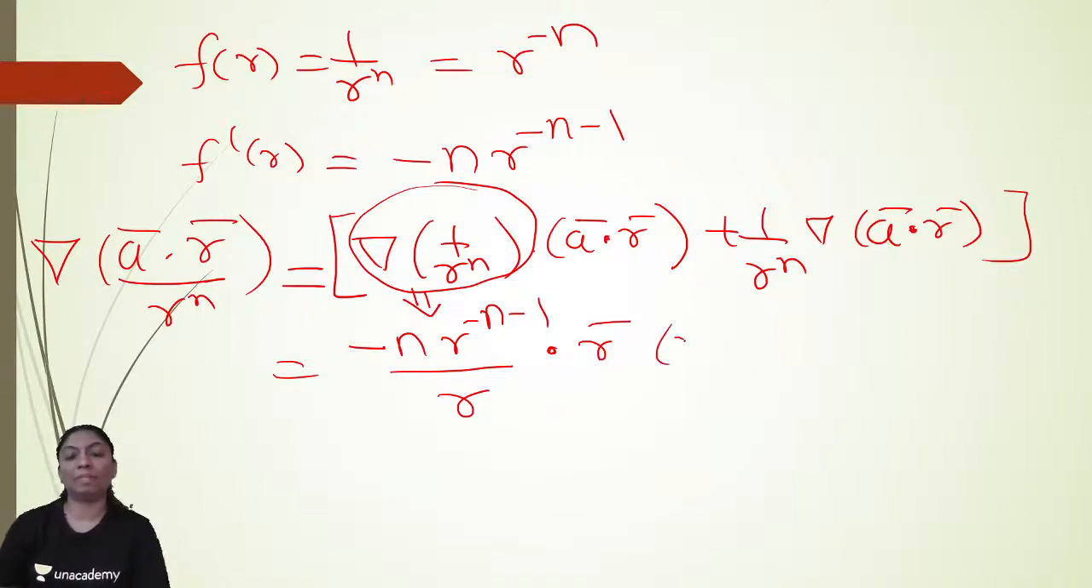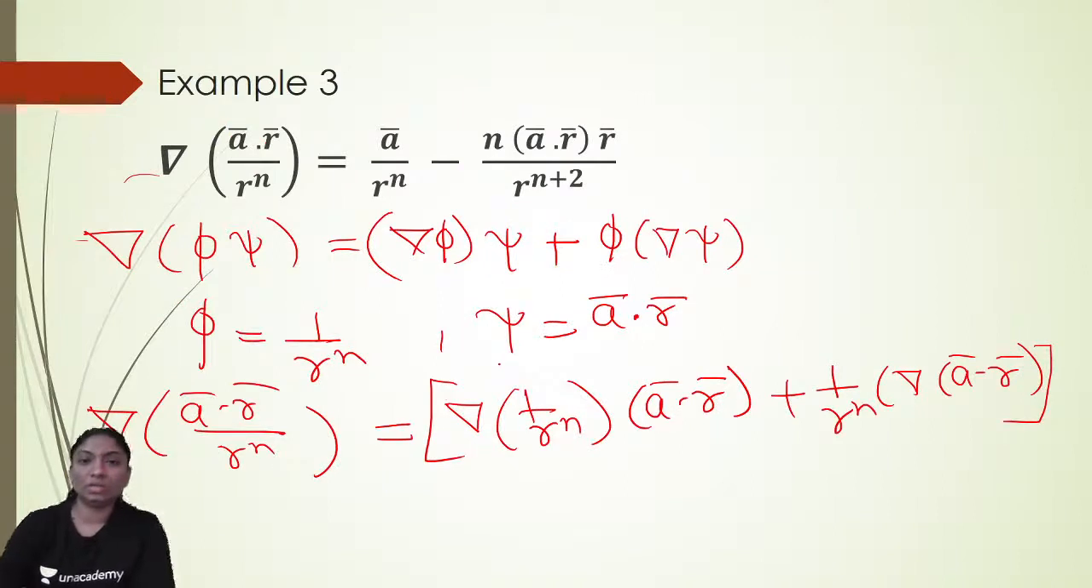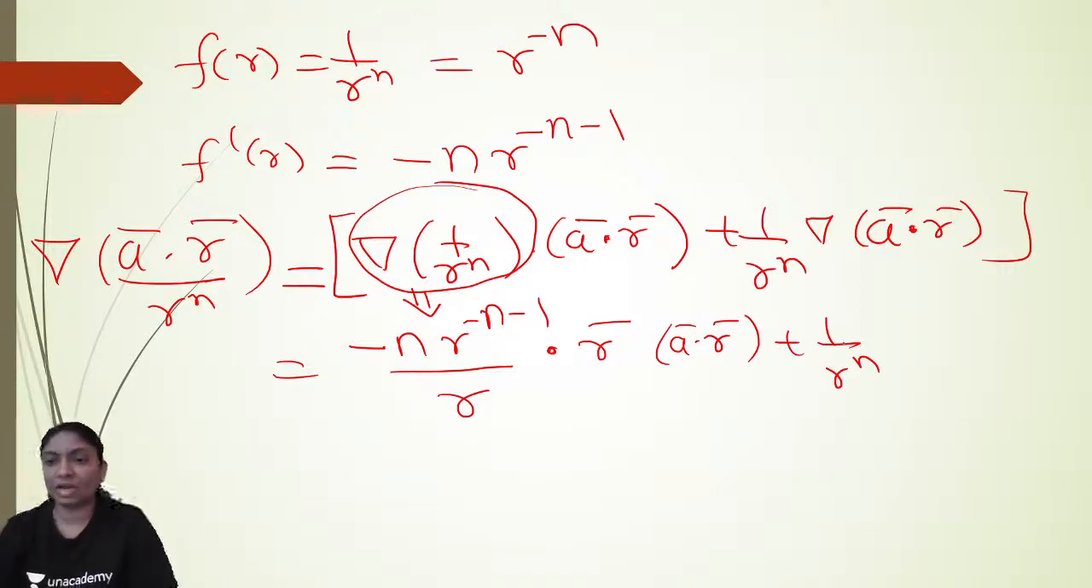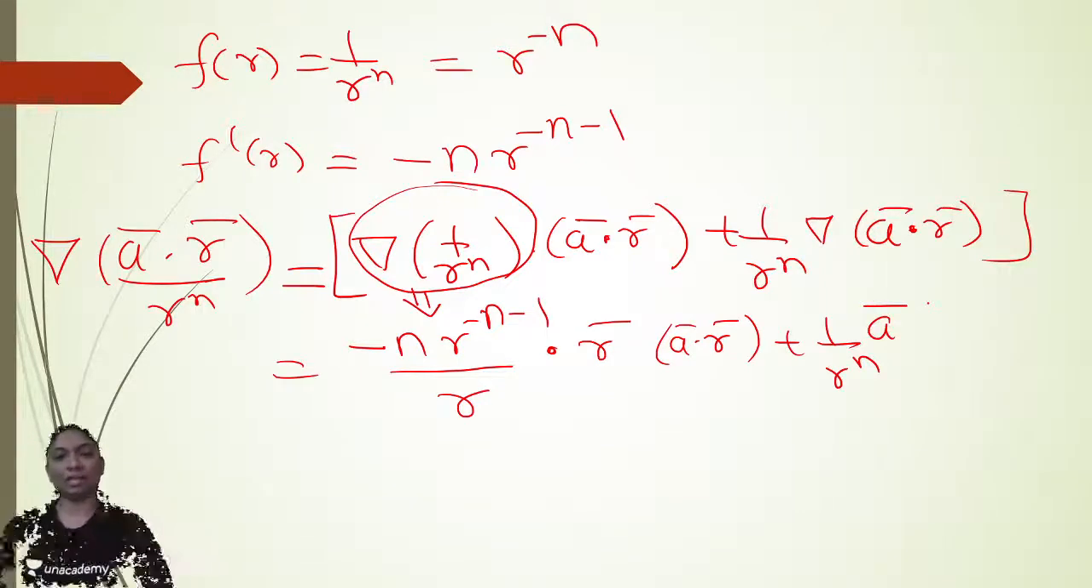Now what remains is a bar dot r bar, which we keep as it is. Now if you see in your question, n into r bar a bar dot r bar upon r raised to n plus 2. Here a plus 1 upon r raised to n and del of a bar dot r bar. Our property says del of a bar dot r bar gives again a bar, so a bar upon r raised to n.